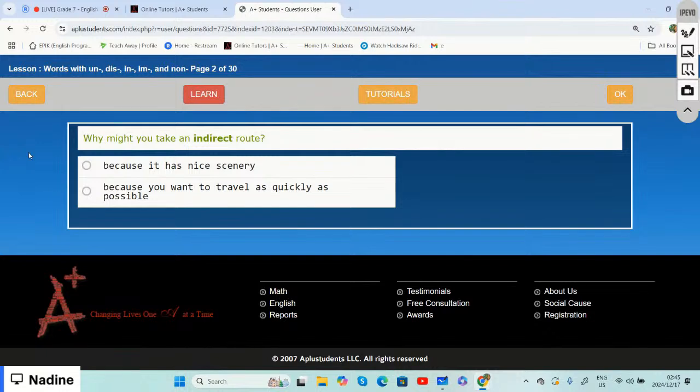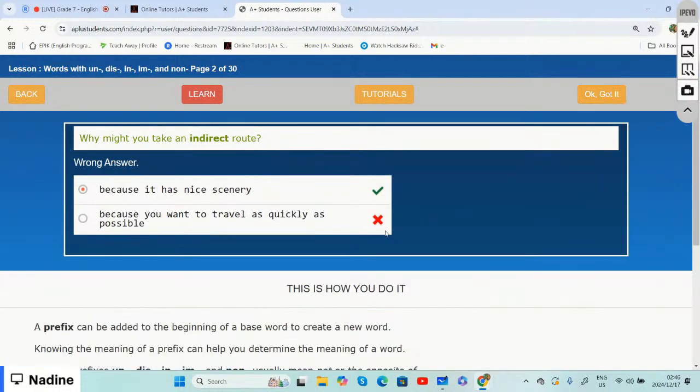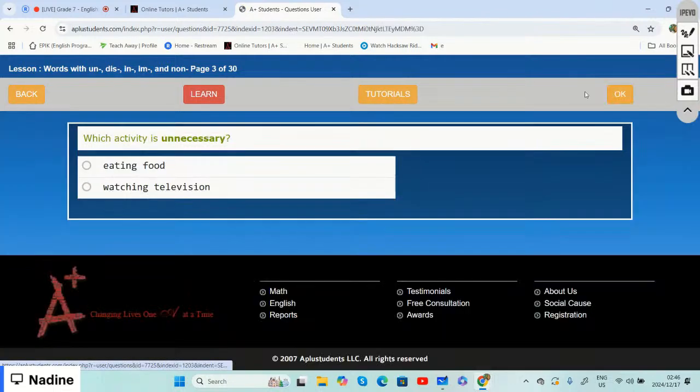And if we were to choose the correct option, we would say, ooh, so an indirect route has got nice scenery. So a direct route is where they will give you the shortest distance.